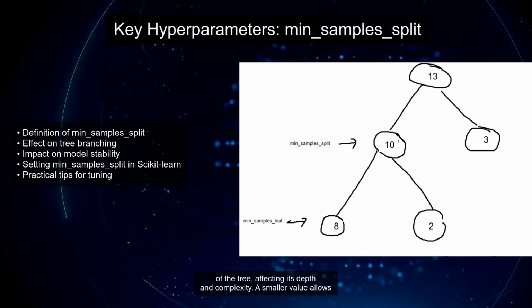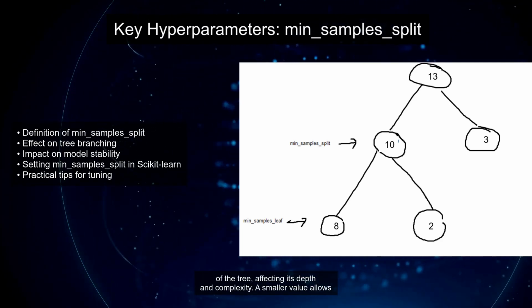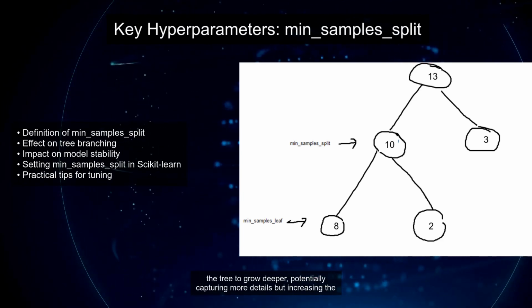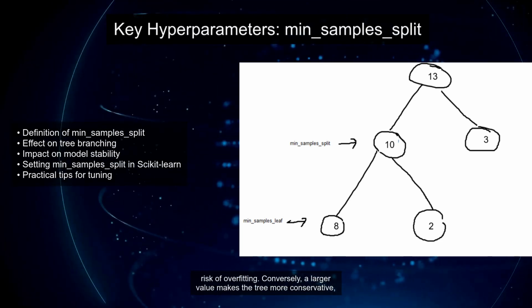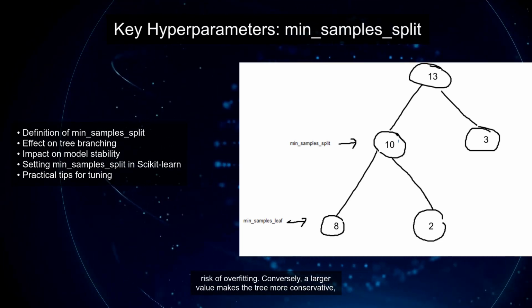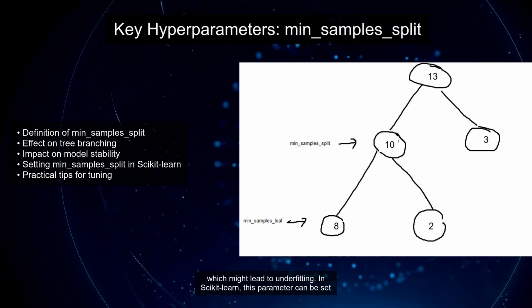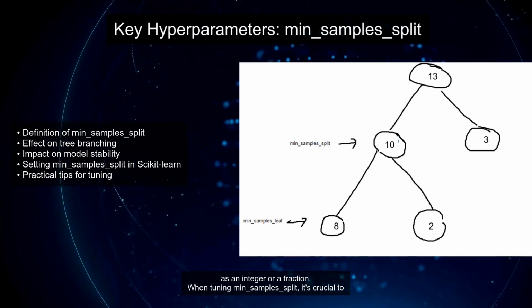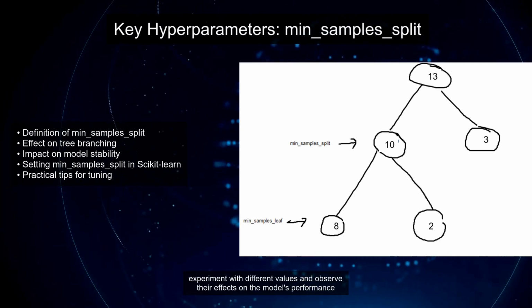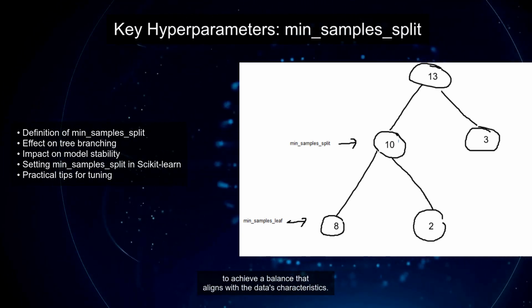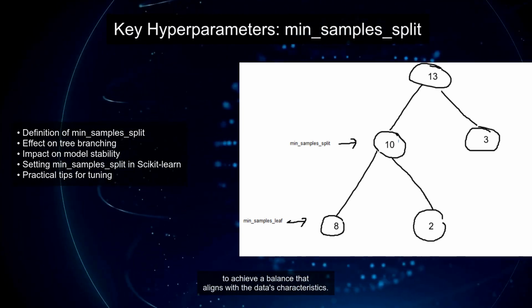The min_samples_split hyperparameter defines the minimum number of samples required to split an internal node in a decision tree. It governs the branching behavior of the tree, affecting its depth and complexity. A smaller value allows the tree to grow deeper, potentially capturing more details but increasing the risk of overfitting. Conversely, a larger value makes the tree more conservative, which might lead to underfitting. In Scikit-learn, this parameter can be set as an integer or a fraction. When tuning min_samples_split, it's crucial to experiment with different values and observe their effects on the model's performance to achieve a balance that aligns with the data's characteristics.